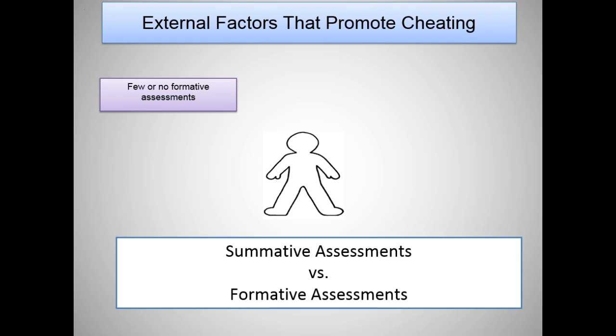Another factor that promotes cheating is few or no formative assessments. And we've mentioned this a few times, right? Because things like quizzing to mastery or paper rewrites or drafts, or all these things are formative assessments. Briefly, the difference between formative and summative assessments. Summative assessments are performance-based assessments. What can a student do at the end of the semester?